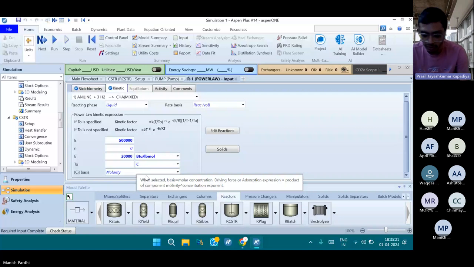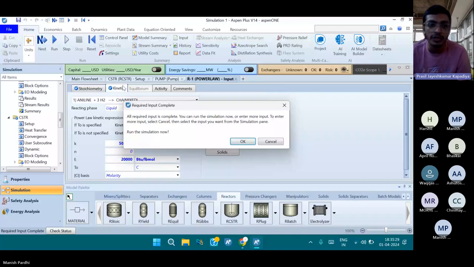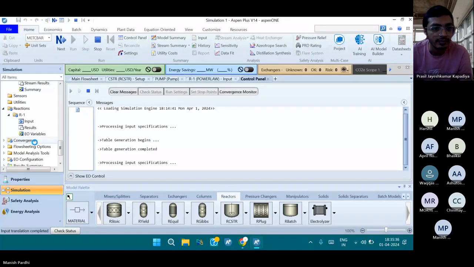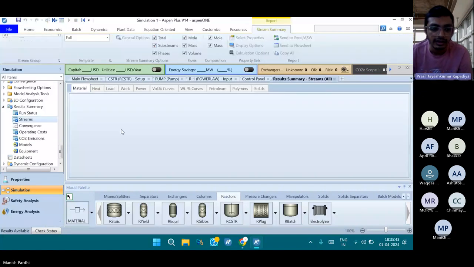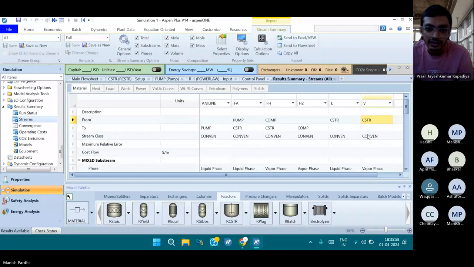Okay. So now let's run the simulation and see what is the amount of aniline and what is the amount of cyclohexylamine we are getting. Just press OK. Before checking the result, what can we expect in the vapor stream? Unreacted hydrogen, right? Yes. Maximum amount of hydrogen, because it won't be converted into the liquid phase.